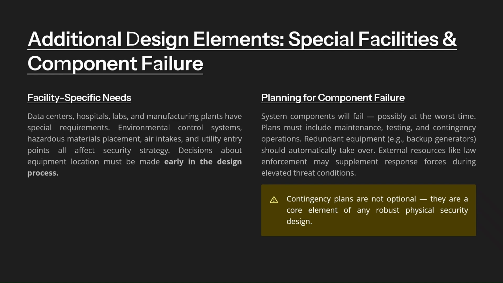Equally important is planning for component failure. No system is infallible. Cameras may fail, power may be lost, or communication systems may break down. Therefore, contingency planning is essential. Backup systems, redundancy, and alternative procedures must be built into the design to ensure continuity of protection. A robust security design is not just effective under normal conditions, it remains resilient even when components fail.